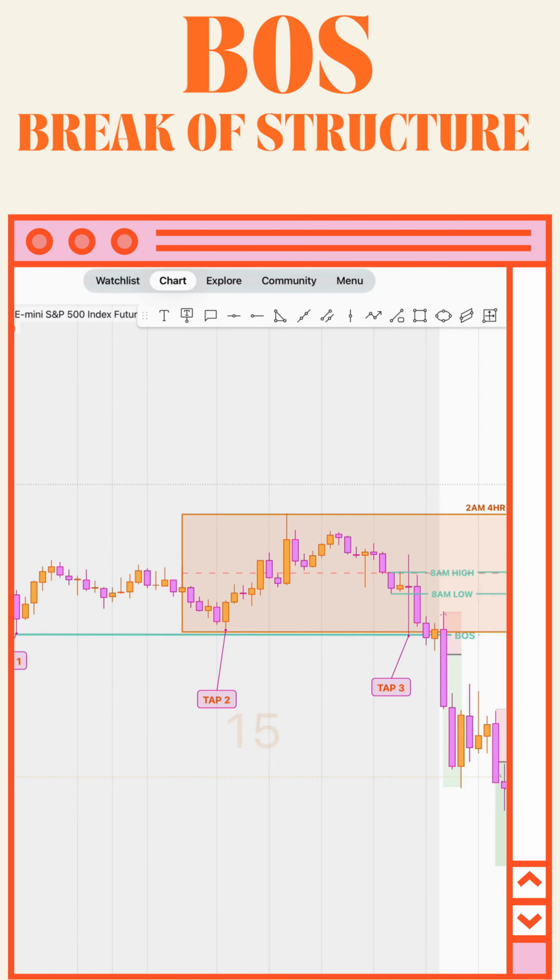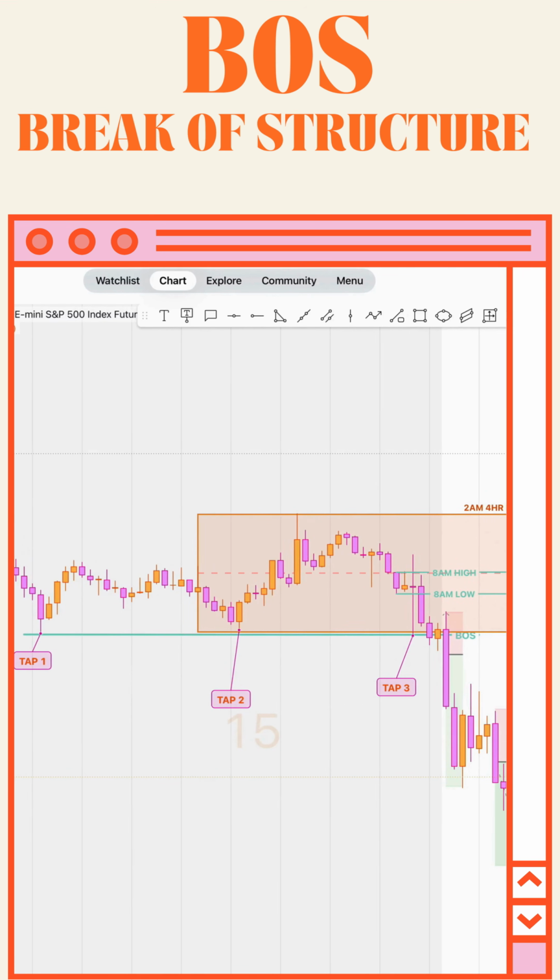So after I identified that range, and I noticed that my break of structure level was right below that range, and after 8 a.m. price never went above the high level of my 2 a.m. 4-hour rectangle zone right here, I instantly had a bearish bias. I went in for 2 entries and ended the day in profits. This is my example of break of structure.